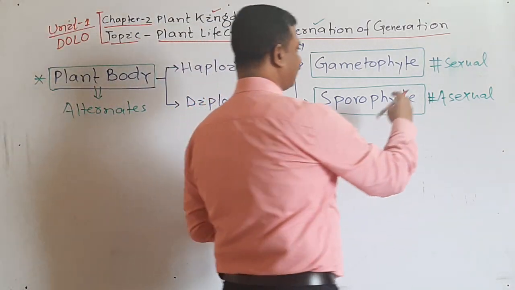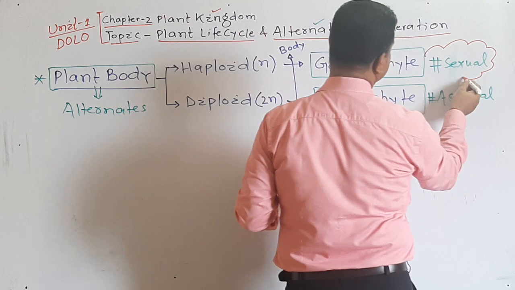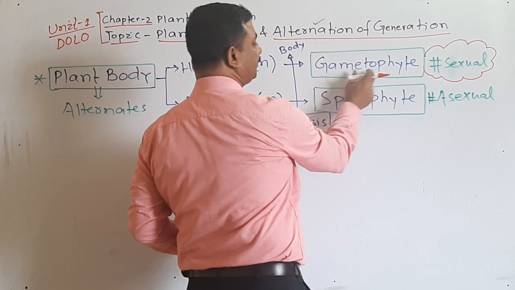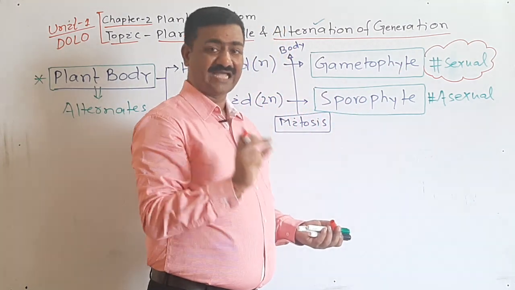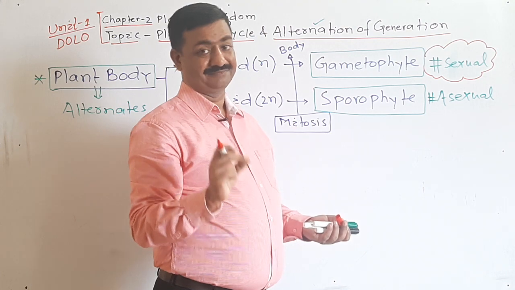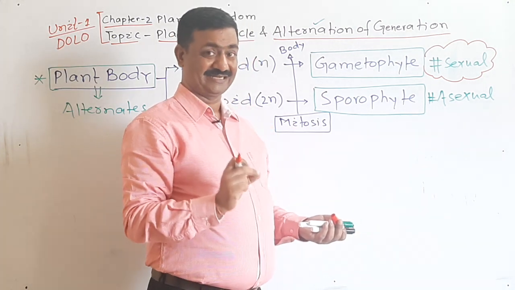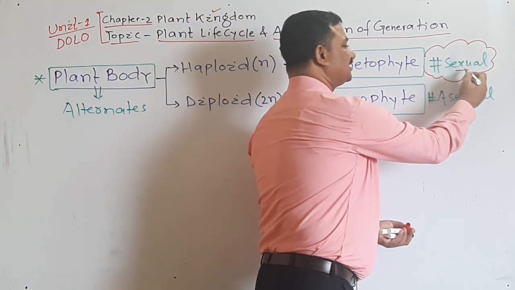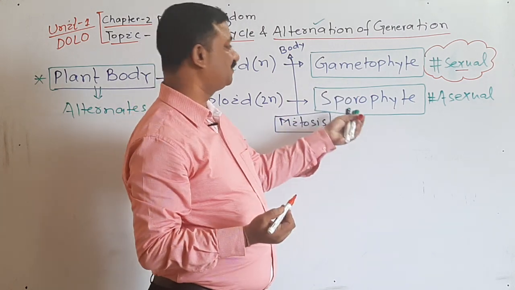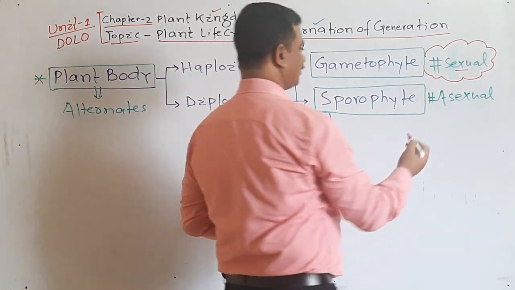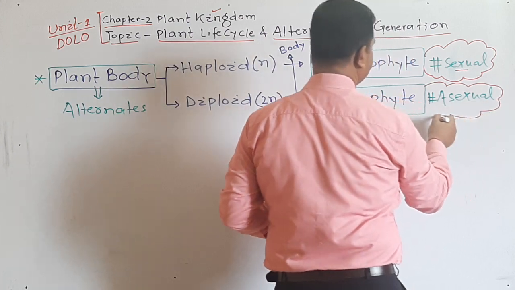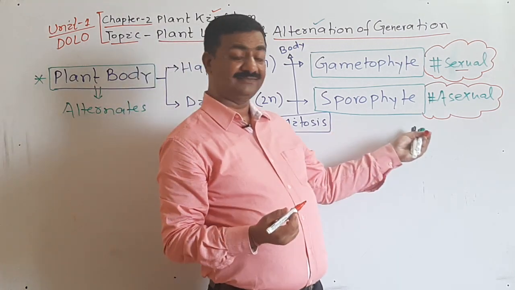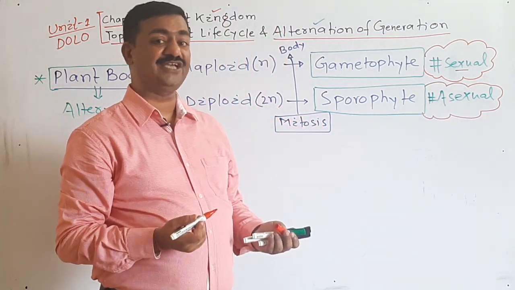Now notice this point, what I am talking about. This gametophyte is going to represent the sexual phase. Why? Because this is a gamete-producing body. Gametophyte will form gametes, male gametes or female gametes. Gametes are the reproductive cells, right? So it is the sexual stage of this plant body. But when you are talking about the sporophytic plant body, yes, it is 2N, and that 2N is called the asexual phase of the plant body.